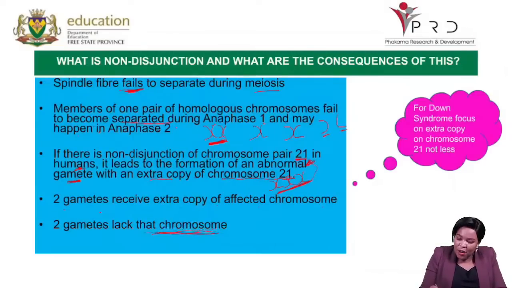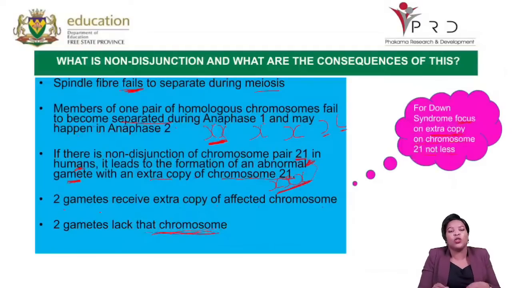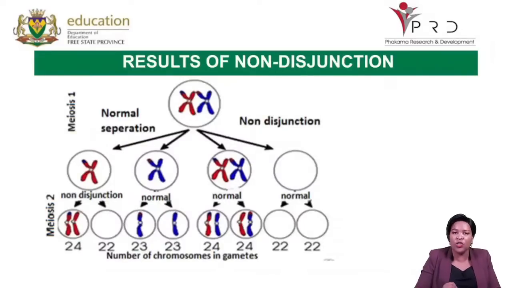For Down syndrome, focus on the extra copy on chromosome 21, not the one that has less, because the one that has less is another syndrome, but it is not Down syndrome. So for Down syndrome, focus on the extra copy. When you are explaining it, focus on the extra copy, not on the one that does not have, or the less. Then you'll be explaining Down syndrome. Right, those are the things that you need to look out for.